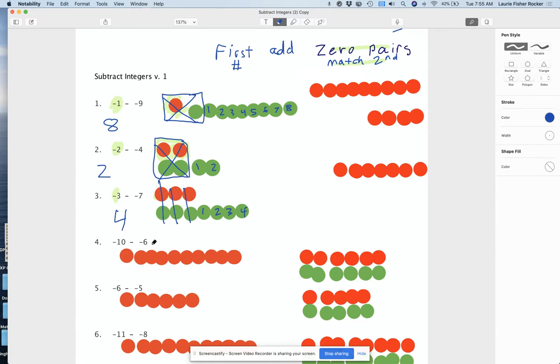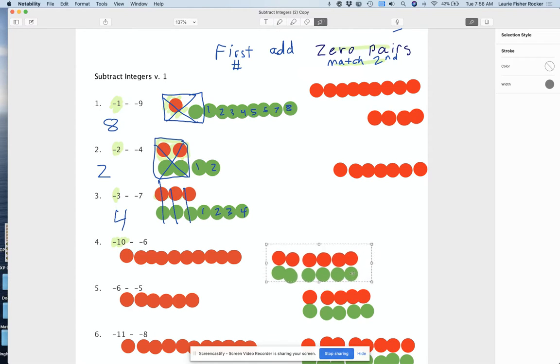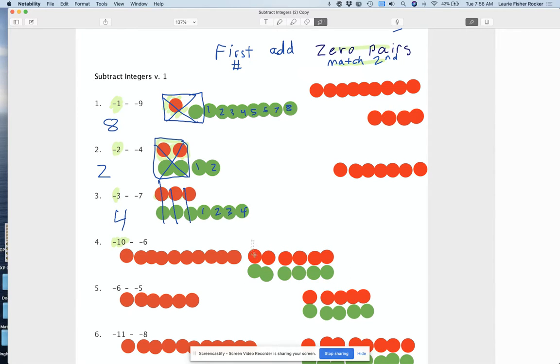Next problem, negative 10 minus negative 6. I start off with negative 10, so 10 negative counters. I'm taking away negative 6, so I need to add 6 0 pairs. Now I do the problem. I have negative 10, take away negative 6, so I take away 6 negative counters.